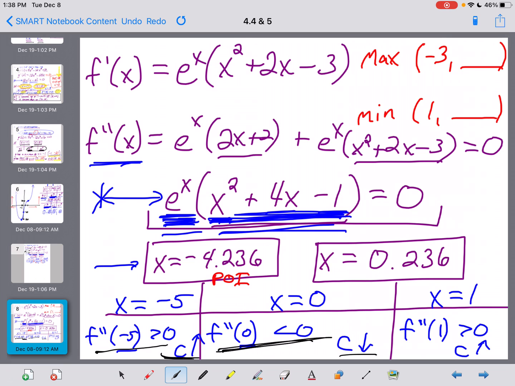Prior to that, the second derivative was negative and the curve was concave down. After that, the second derivative became positive and the curve was concave up. So we have a second point of inflection right here at x equals 0.236. So I see now the error of my ways, everybody.